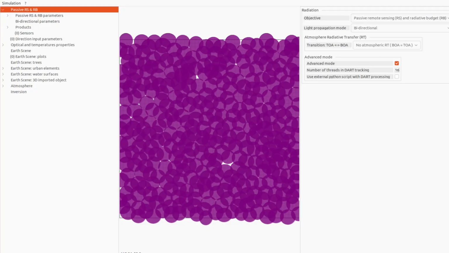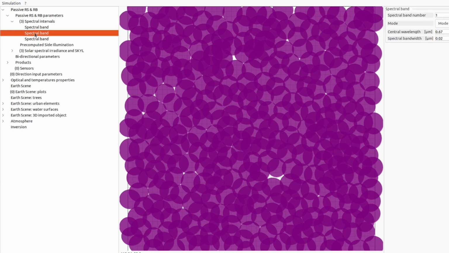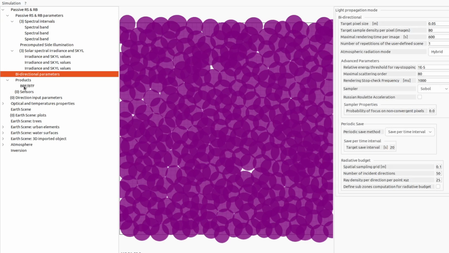Here are the DART parameters we used for this simulation. First, we defined 3 spectral bands, one ranging from 400 to 700 nanometers, which is our PAR domain that we will use to calculate the FPAR and the GPP. The other 2, one at 670 nanometers in the red domain and one at 800 nanometers in the infrared domain, will allow us to calculate the NDVI. These are the parameters that we chose, which felt like a good compromise between precision and simulation runtime.